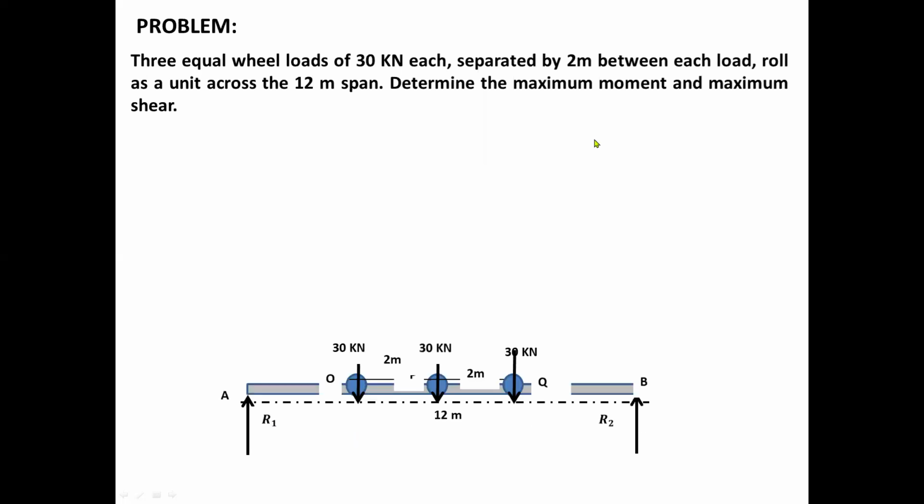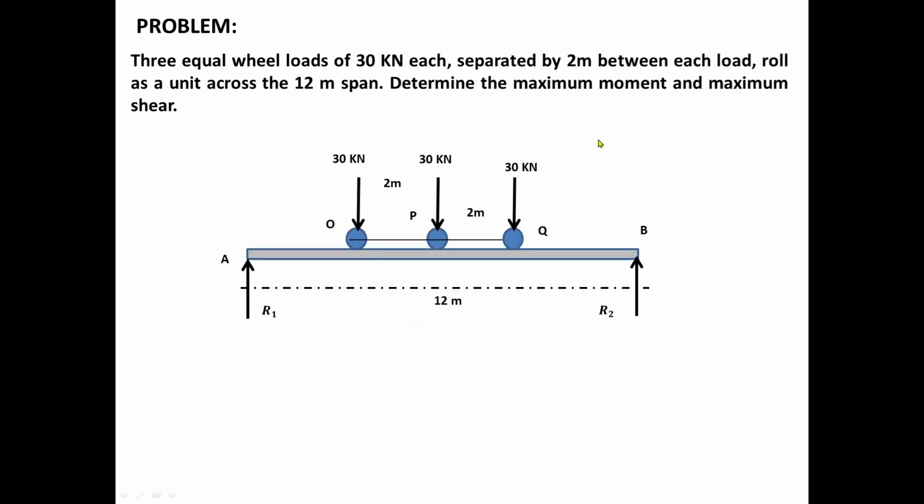Now, let us try to have another problem. Kung kanina 2 wheels lang, ngayon 3 equal wheels tayo. 3 equal wheel loads of 30 kilonewton each separated by 2 meters between its load. Roll as a unit across the 12-meter span. Determine the maximum moment and maximum shear. And this is our figure.